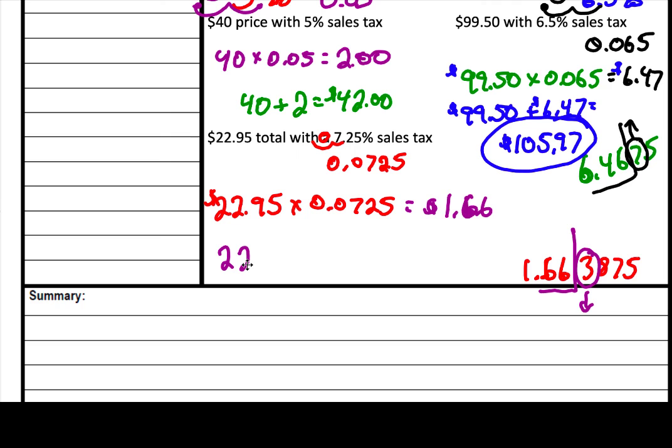Now I add it back to my original price, $22.95 plus $1.66 gives me $24.61. That's all we're doing. The price times the percent, but of course the percent's written as a decimal. That gives us the amount of sales tax, and then sales tax gets added on to your price. It increases your price. That's how we calculate sales tax.